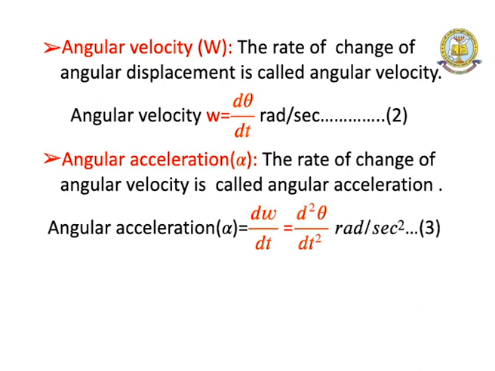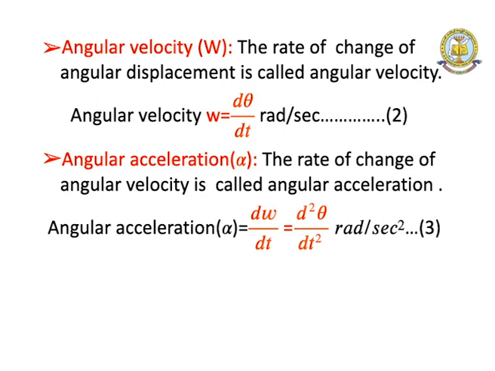Angular displacement has the symbol theta, so you can write d theta by dt. The rate of change of the angular displacement is called the angular velocity. Omega is equal to d theta by dt. What are the units of angular velocity? Radians per second, since displacement is in radians and time is in seconds. So the units of angular velocity are radians per second.